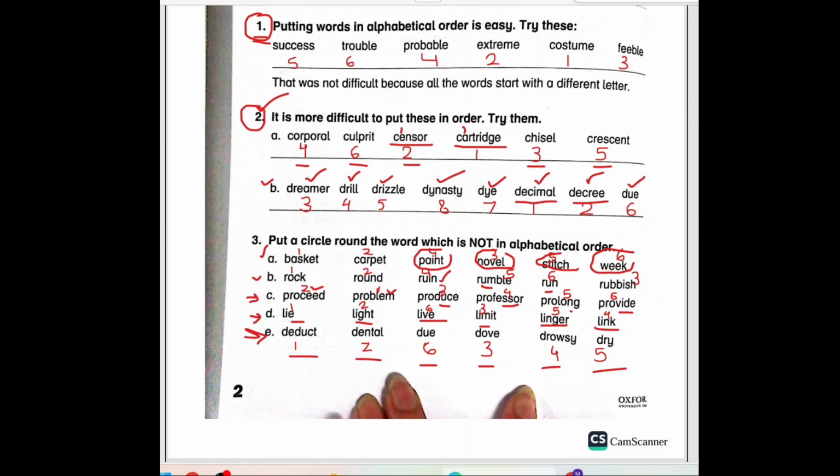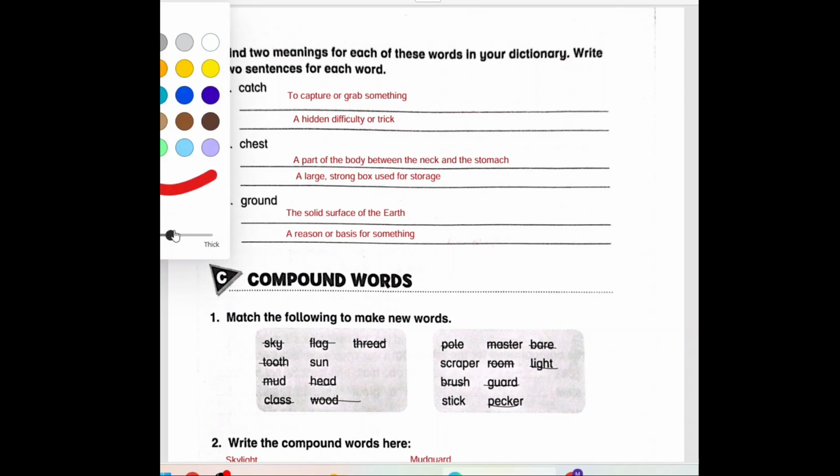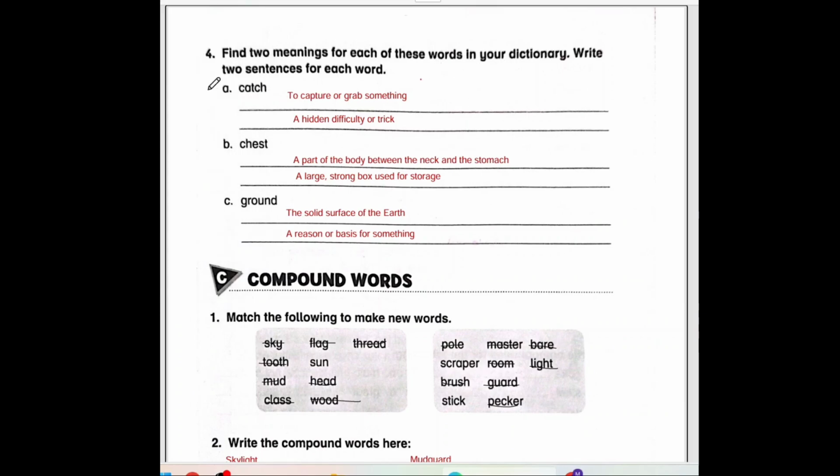So move to the next page of this chapter. Find two meanings. So question number 4 is find two meanings for each of these words in your dictionary and write 2 sentences for each word. So come on, let's do it with me.